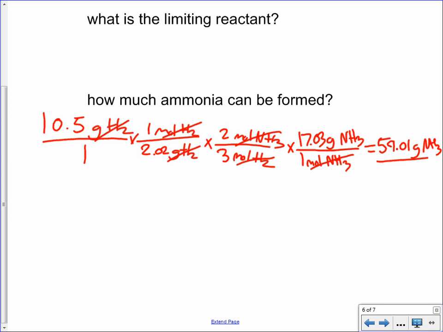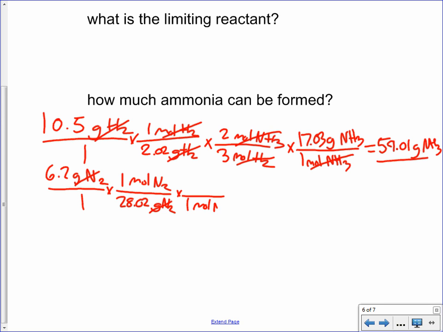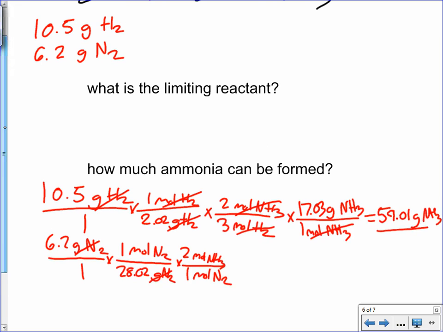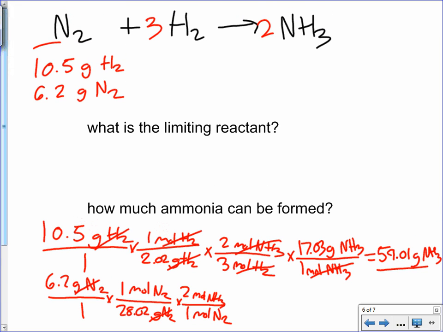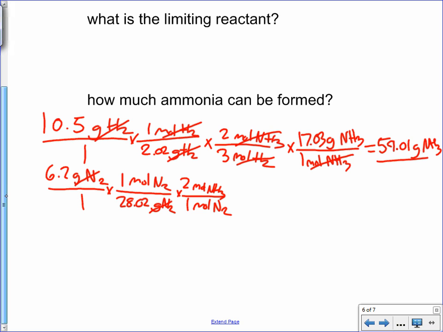So let's do the same thing with our nitrogen. So we said we have 6.2 grams of nitrogen. Okay, molar mass of nitrogen, of N2, is going to be 28.02 grams in 1 mole. Again, just get that from the periodic table. Alright, now you need 1 mole of nitrogen for every 2 moles of ammonia. And again, I got that from the mole ratio from our equation. 1 mole of nitrogen for every 2 moles of ammonia. Okay?